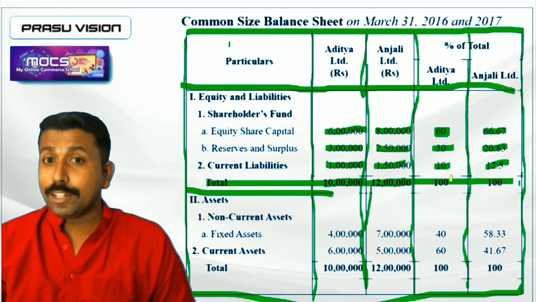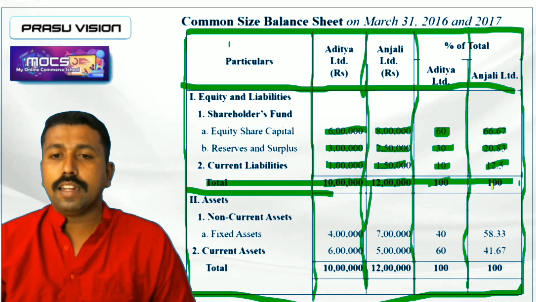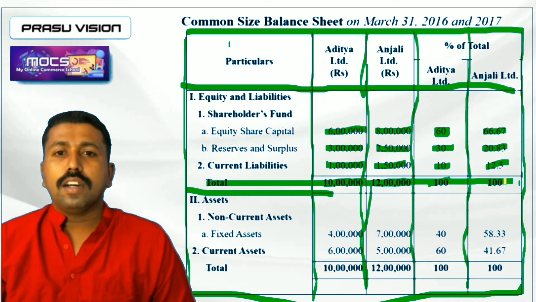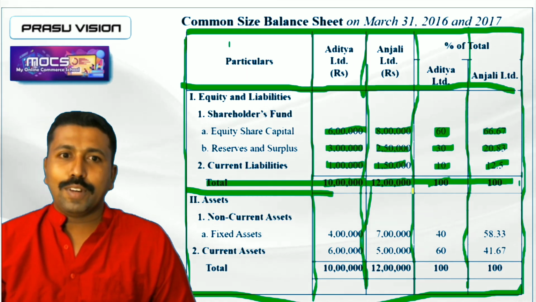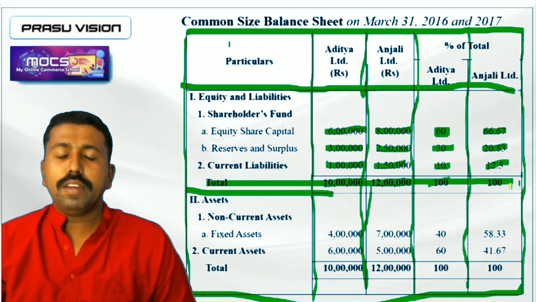When we calculate the total of these percentages, we will get 100 everywhere. Why? Because the total 10 lakh divided by 10 lakh into 100 is 100, and 12 lakh divided by 12 lakh into 100 is 100.